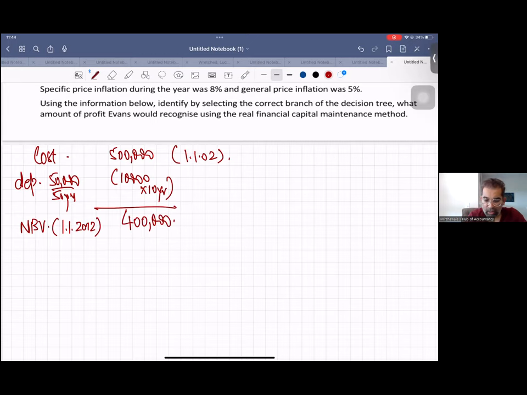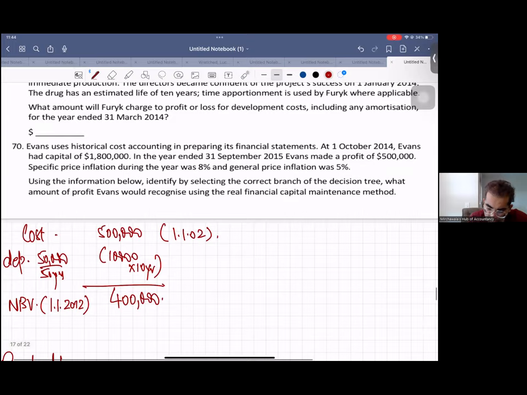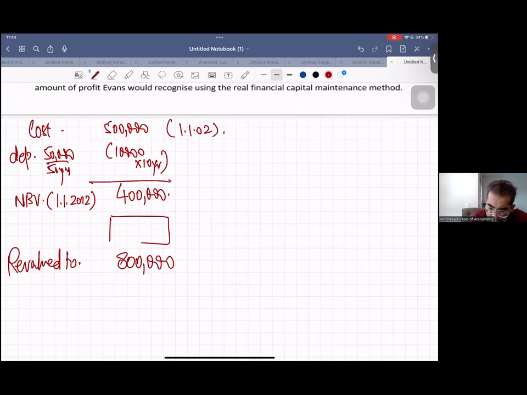Now, what is the revalued amount? Revalued to how much? Revalued to 800. Okay. So how much is the revalued by? How much is the balancing number? The revalued by amount is 400,000. Correct. Now, what is the next date?